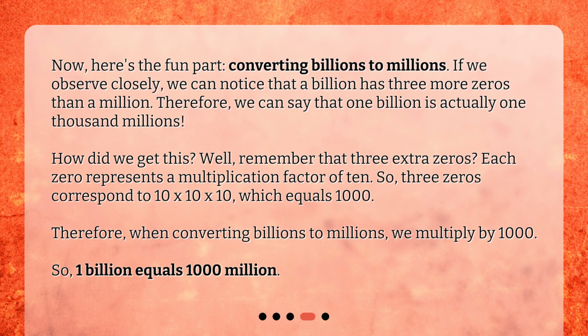How did we get this? Well, remember that 3 extra zeros? Each zero represents a multiplication factor of 10. So, 3 zeros correspond to 10 by 10 by 10, which equals 1,000. Therefore, when converting billions to millions, we multiply by 1,000. So, 1 billion equals 1,000 million.